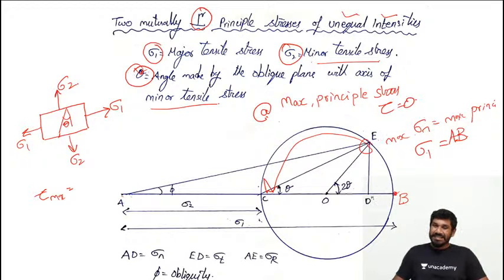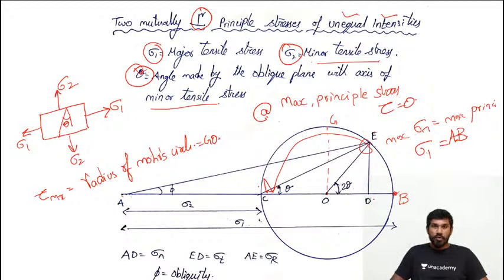So shear stress means ED. ED represents the shear stress. So what is the maximum possible value of ED? When D merges with O, then that is the maximum value of ED. Because what could be the maximum value here? The radius of the Mohr circle is the maximum possible value. Let's take it as G.